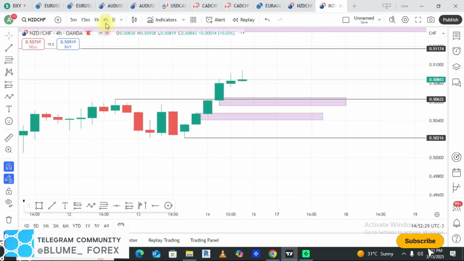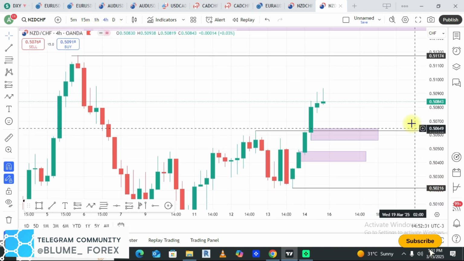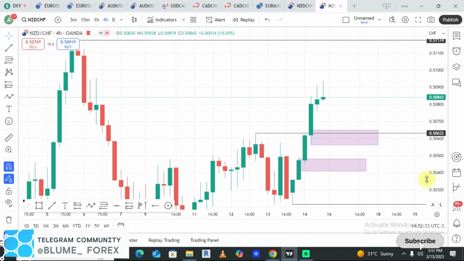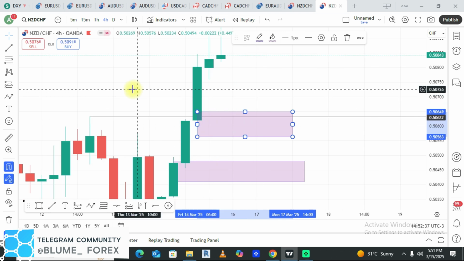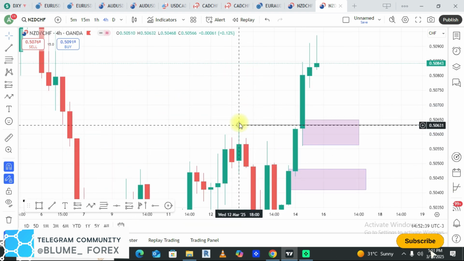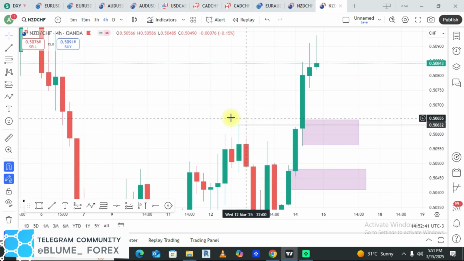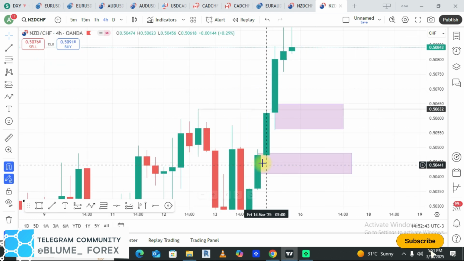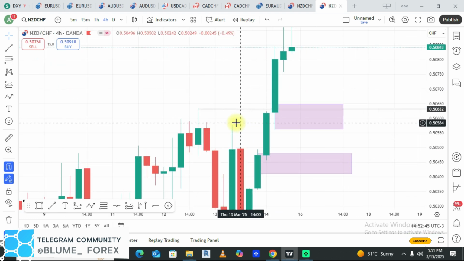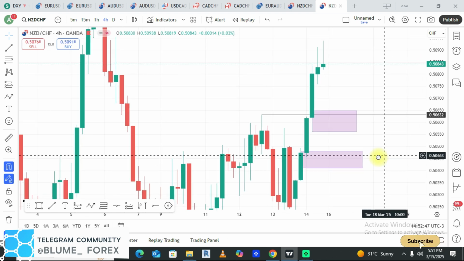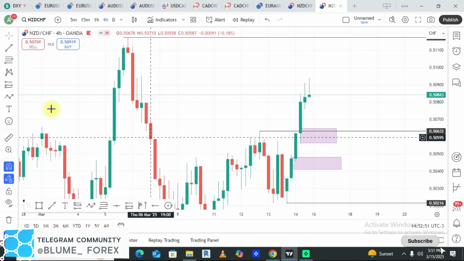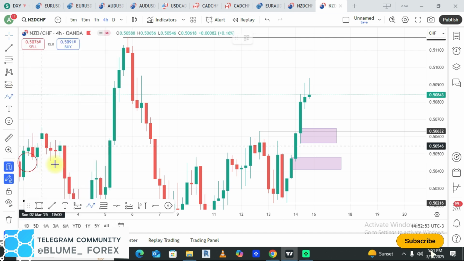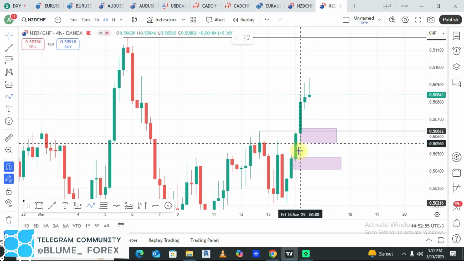Now on the 4-hour, we have this 4-hour demand and then this 4-hour demand, right? This 4-hour demand caused a bullish move for price to close above the daily range. And then we also have this 4-hour demand closing above this high. So they are all capable of causing a bullish reversal for price. So I'm expecting price to get reversals either at this demand or this demand.